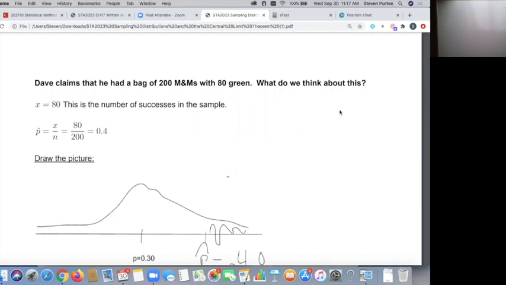So remember, we have three variables, x, n, and p hat. X is the actual number green. P hat is the green rate or percentage. You want to have this memorized. P hat is x divided by n. 80 out of 200. So 80 actual green, 40% green. We need the p hat.